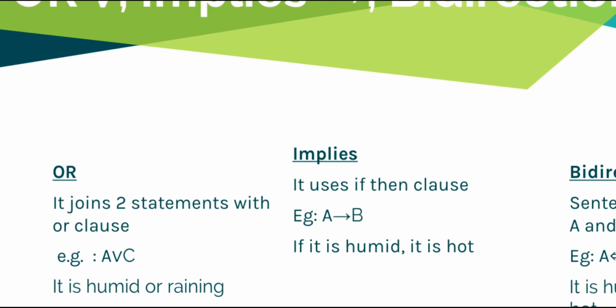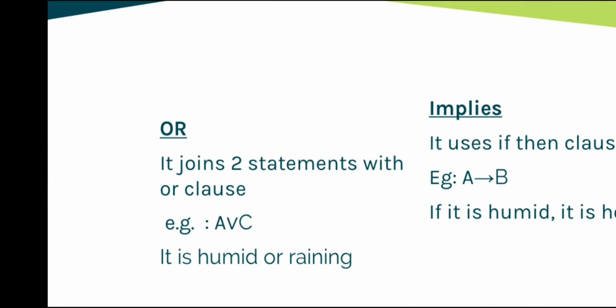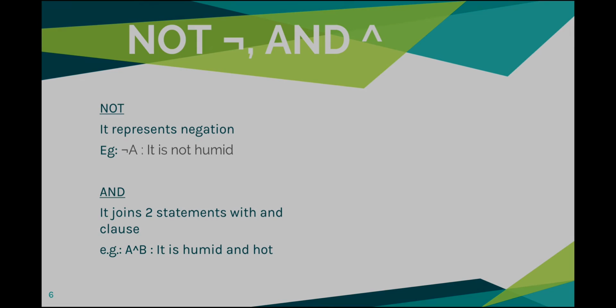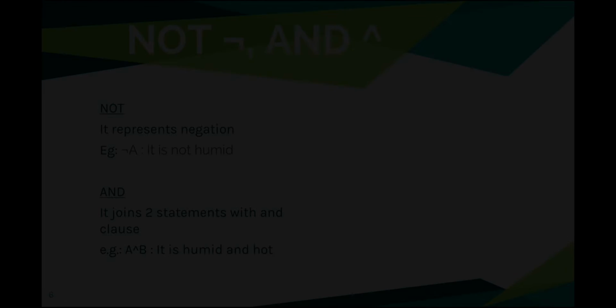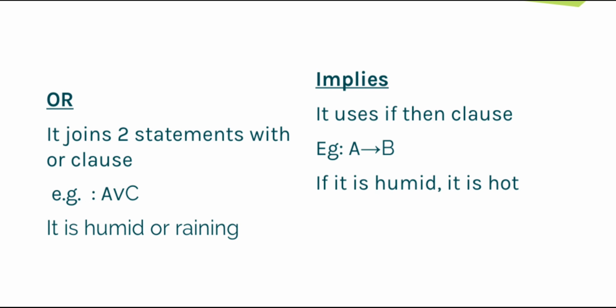Now, the next ones that we need to understand are or, implies and bidirectional. Under or, what exactly is or doing? It joins two statements with an or clause. If I am applying the same on A and C, we had three sentences, and out of these I am applying on A and C. What is A? It is humid. What is C? It is raining. In between, the or clause will be applied. So the answer is, it is humid or raining.